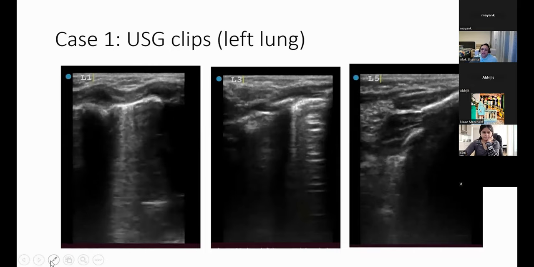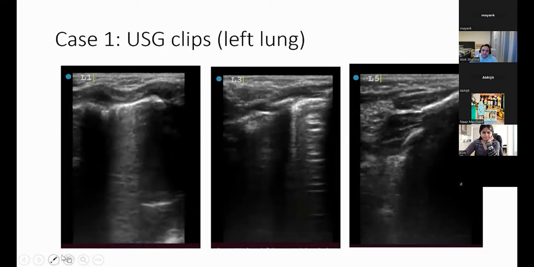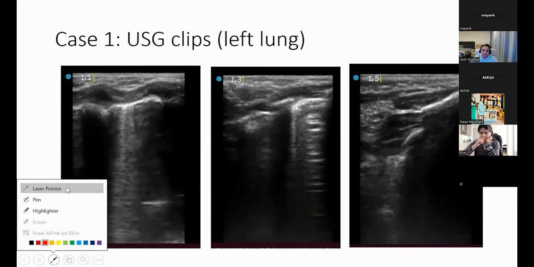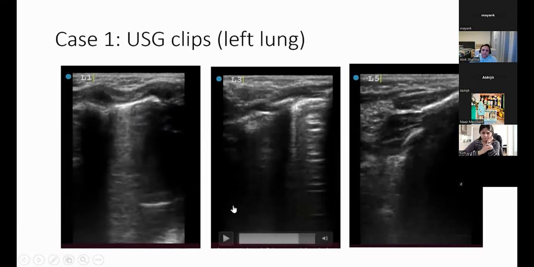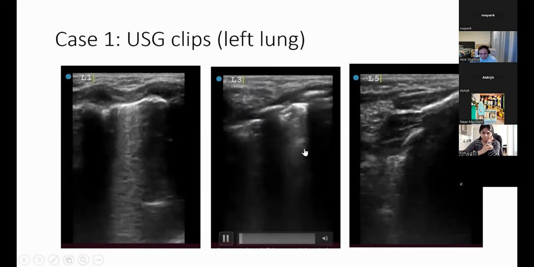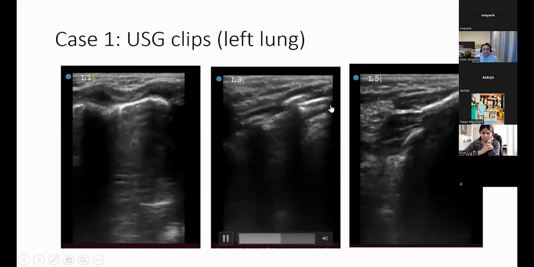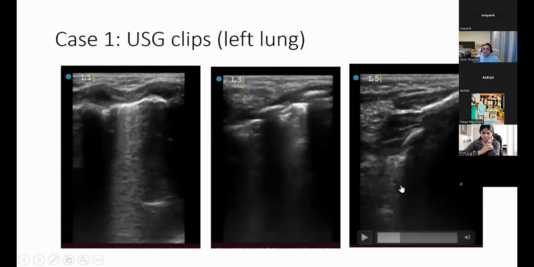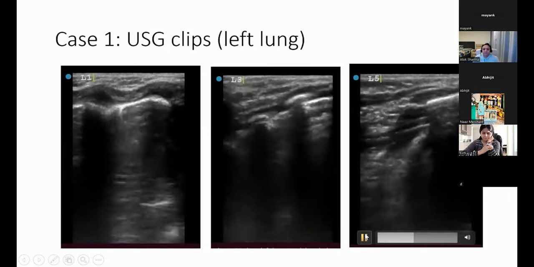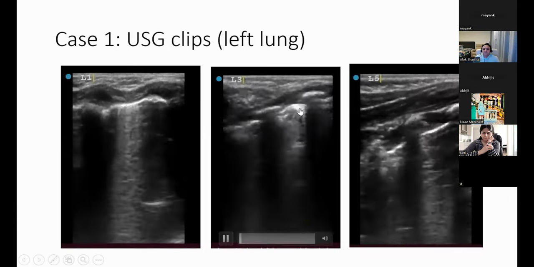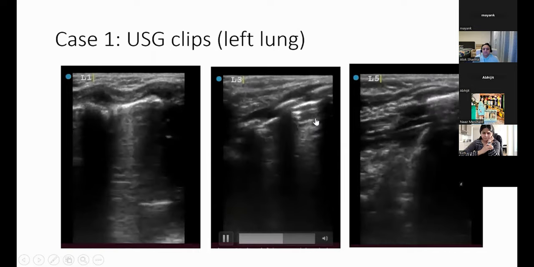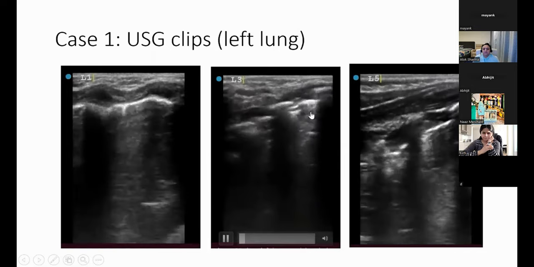Can you show the audience some comet tails there? In the second one? Yes, please. I think there were some comet tails in the L3 regions. So I think in between, there are some comet tails.